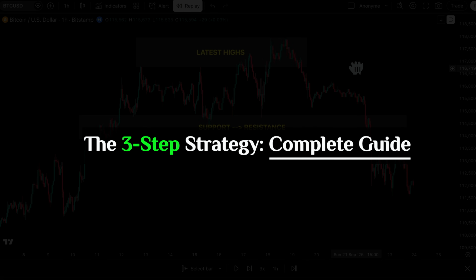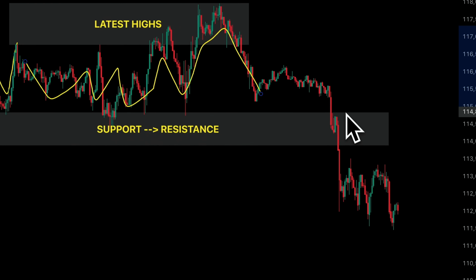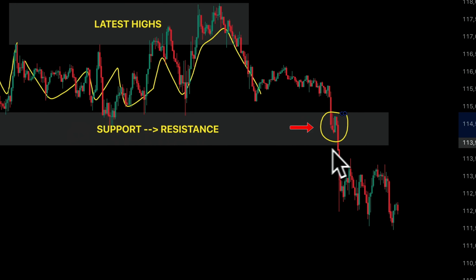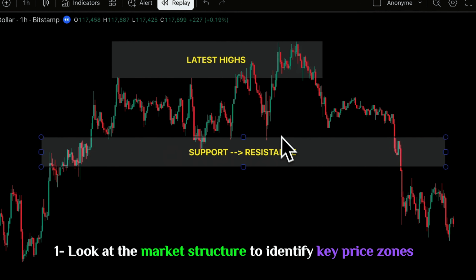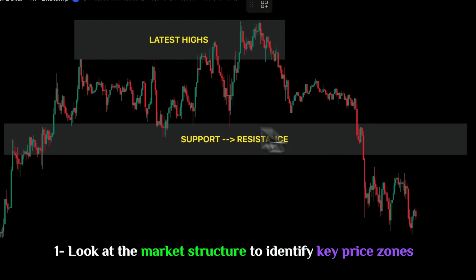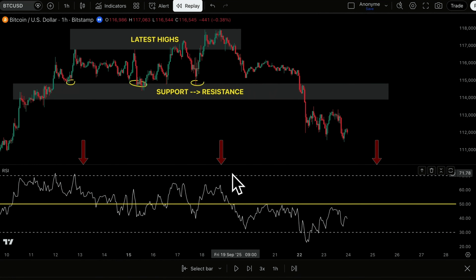First, we look at the market structure, and we can see a bullish market, then a range phase, and on the right of the chart, a price zone break and a trend reversal. You have this gray zone representing the old market highs, and you have this gray zone that will represent the support turning into resistance. For this strategy, you need the RSI.